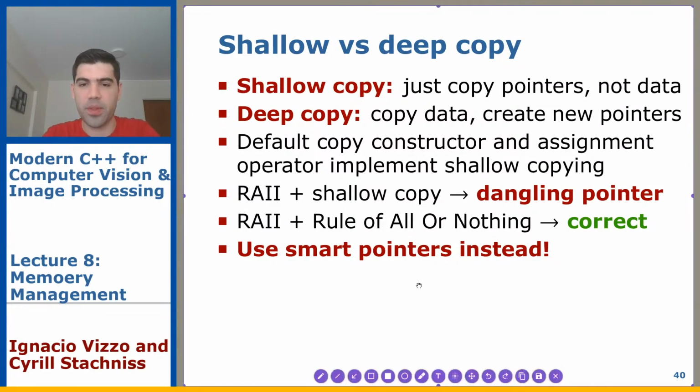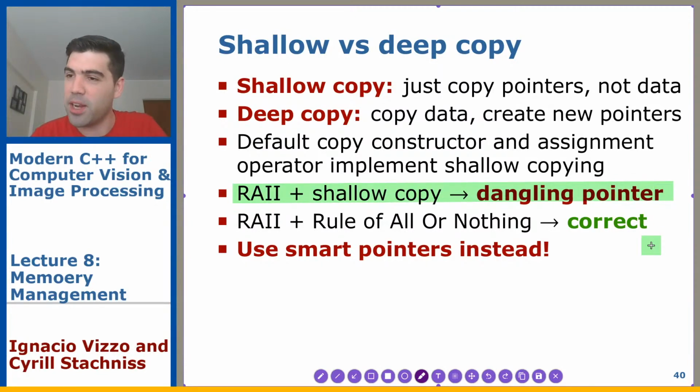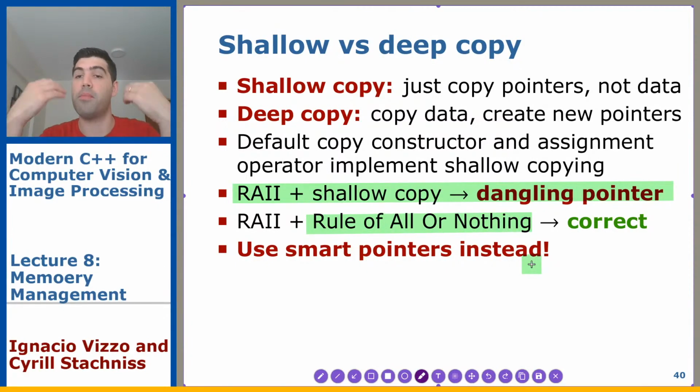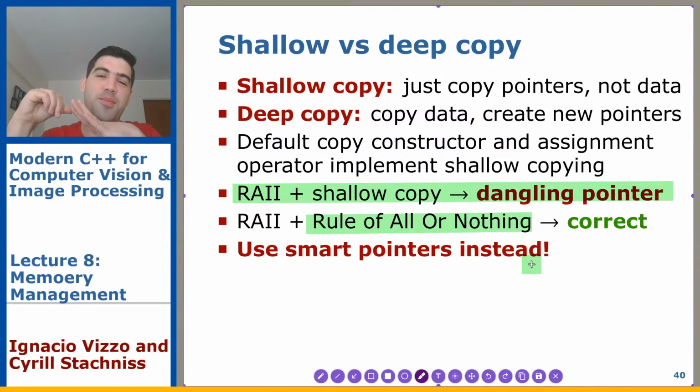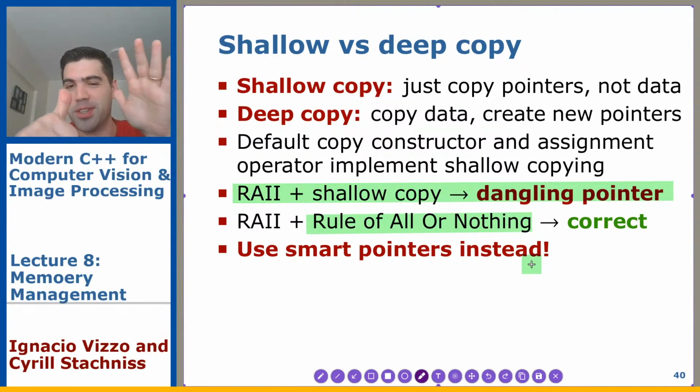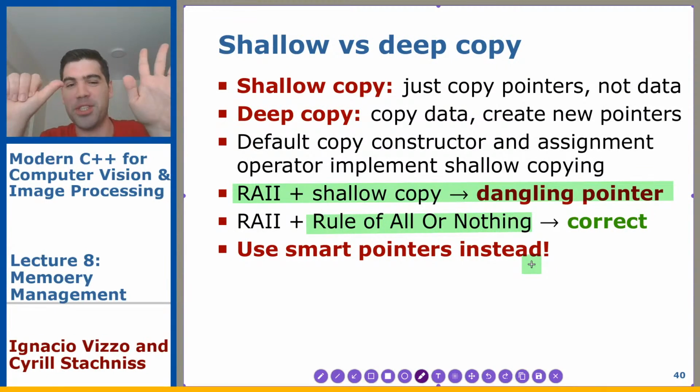And then how to do this? If you do resource allocation, memory and so on, you will end up with a dangling pointer, because you're pointing to a memory that is already freed. And how to fix this is using the rule of all or nothing. So remember, if you define a custom constructor, then you need to define the six special functions: the copy assignment operator, the copy constructor, the move assignment operator, the move constructor, the destructor, and the constructor. So there are six special functions.